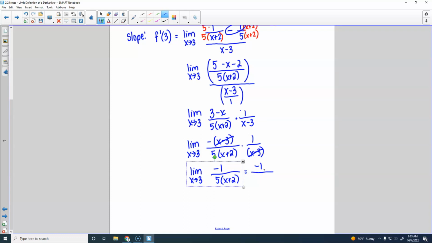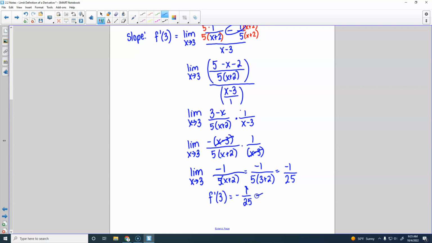Once we plug in our 3, we can drop limit notation. 3 plus 2 is 5, so negative 1 over 5 times 5, which will give us 25. So negative 1/25. Now, that is f prime of 3 is negative 1 over 25. That's not what we need.